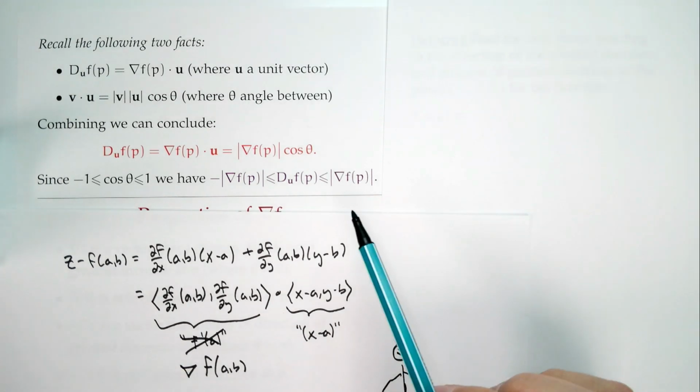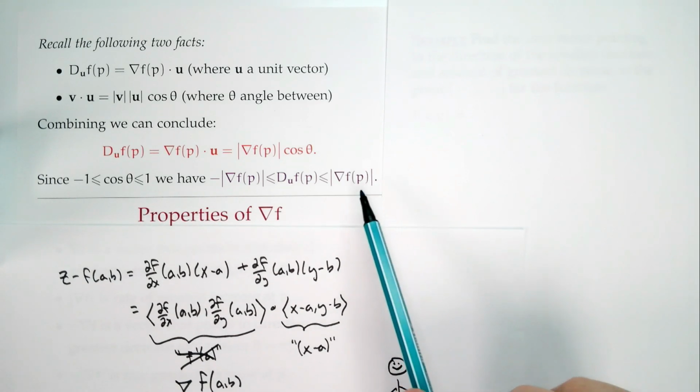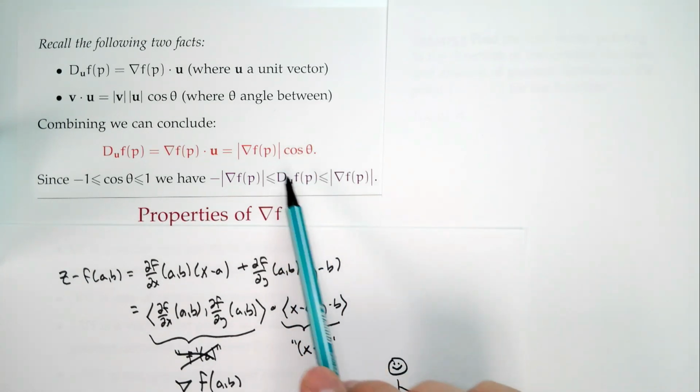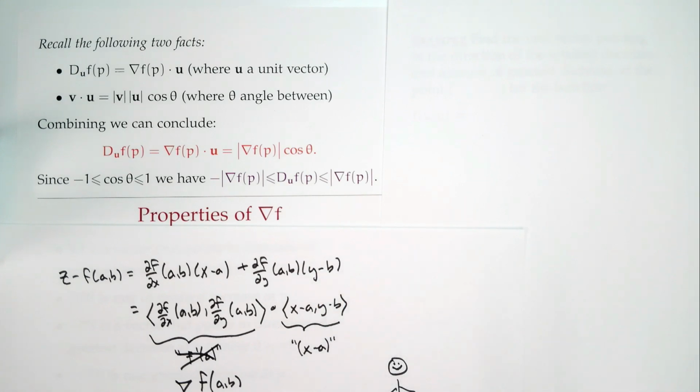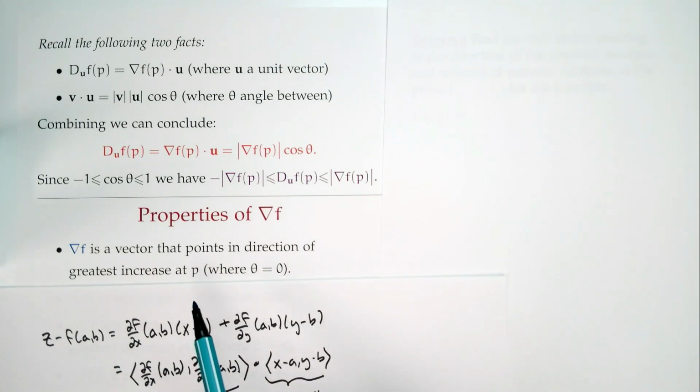Suppose I want to achieve maximum increase. So, how do I do that? Well, I would need the cosine theta to be 1. Well, that means that theta is 0. If theta is 0 between two vectors, it means they point in the same direction. So, our first property of our gradient is that the gradient of f points in the direction of greatest increase.